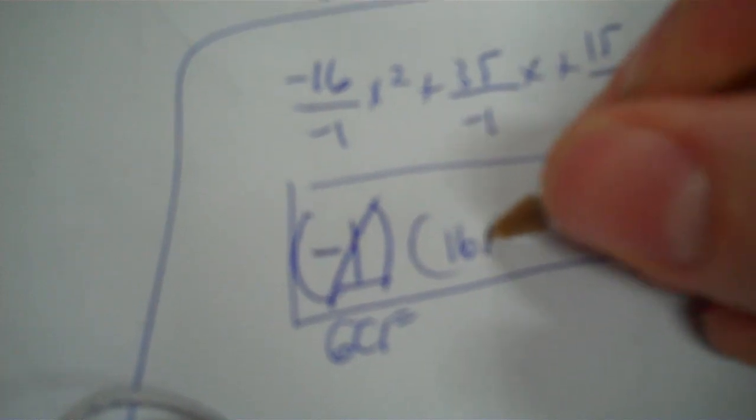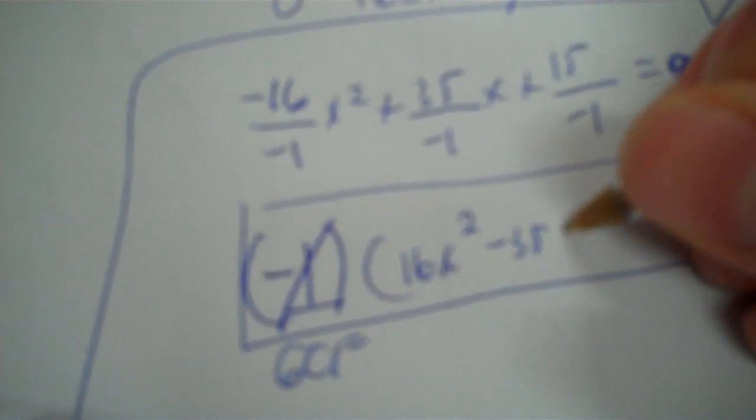So you look at 15's row, but you can't use 15. Here's 15, nope, no 16. Nope, 15, 35, but no 16. Okay, here's 15, nope. So I guess it's just going to be 1. Then you divide by negative 1, and that's going to be 16x to the second, negative 35x, negative 15.